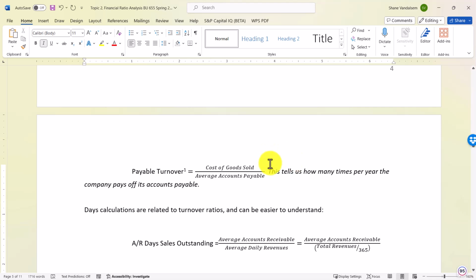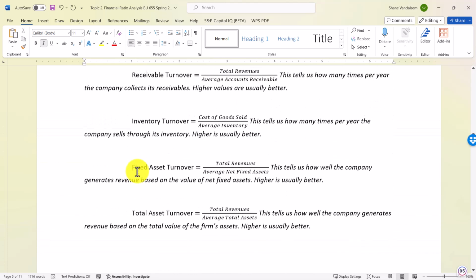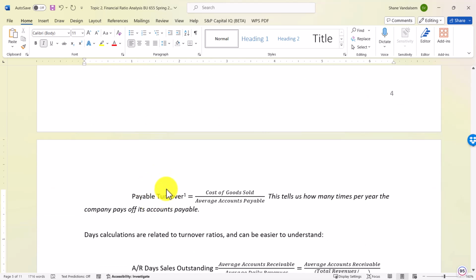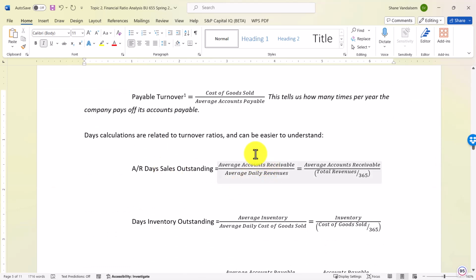I'm going to move on now for some of these and calculate the days calculations. And so specifically we're looking at the receivables turnover, inventory turnover, and payable turnover. We're changing this around though. Instead of calculating how many times per year these get paid off or we sell our inventory, we're actually looking at how many days it actually takes for the company to collect on its receivables, to sell its inventory, and to pay on its payables. And that's what we're looking at here.